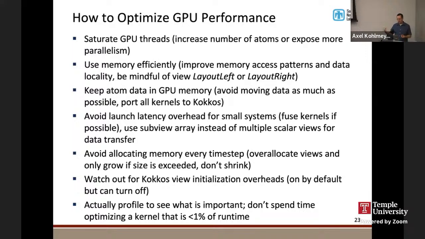So we try to over allocate views. And then watch out for view initialization overheads that we talked about. And then the last suggestion is to always profile to see what's actually important. So if you speed up a kernel 10x, but it's only 1% of the runtime, then that's not worth it. So just make sure to look at what is the tallest hole in the tent, and then work on that and then go from there.